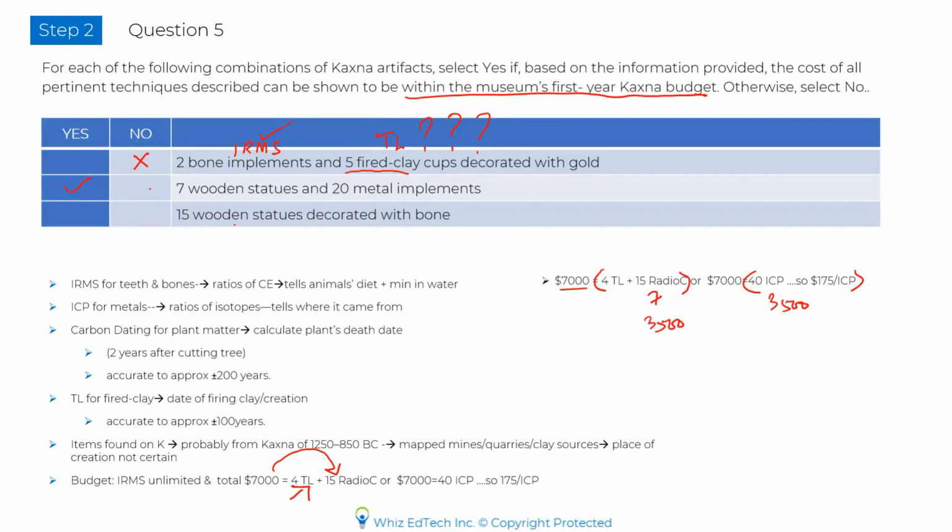Then 15 wooden statues decorated with bone. Again, remember, bone is not our concern. So 15 wooden statues, easily we have 15 radiocarbon tests. This is also a yes. So that's the answer. Let's go to the next question. That's the last one.